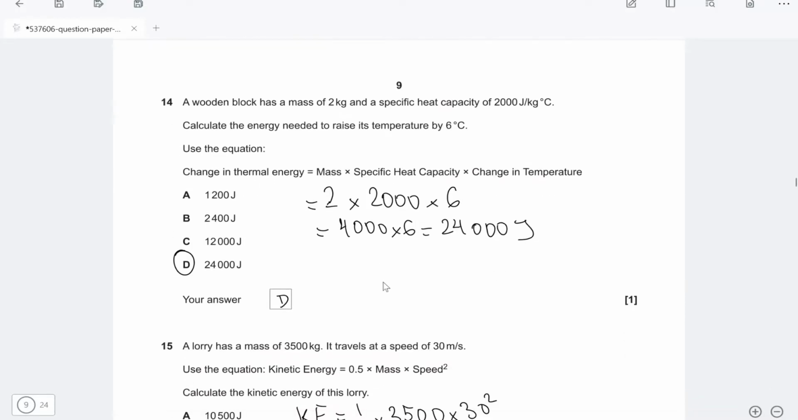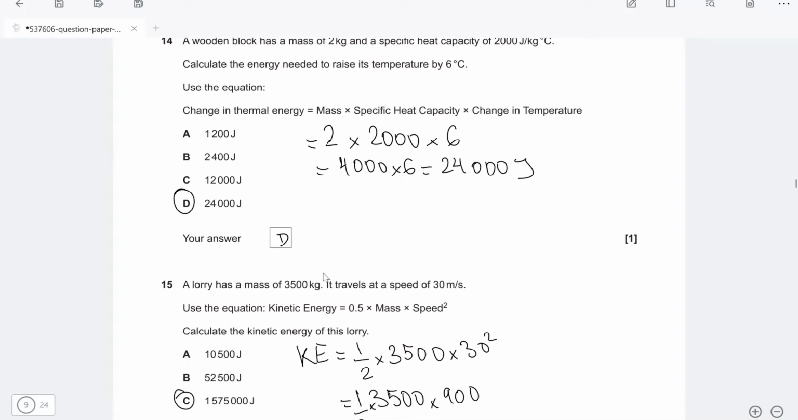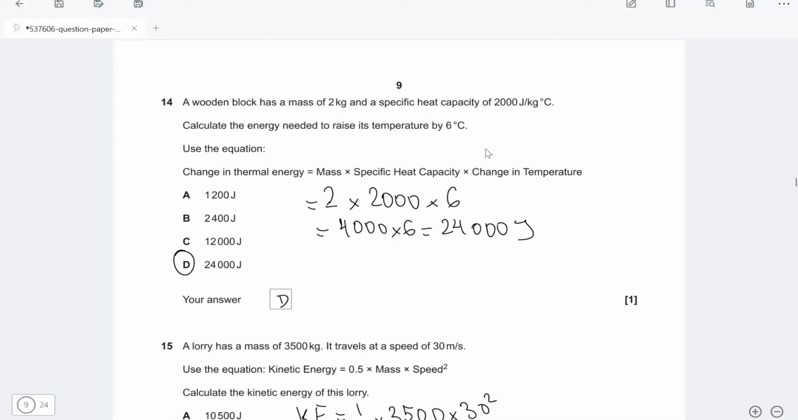Question 14. We have a wooden block with a mass of 2 kilograms and we're given the specific heat capacity. Calculate the energy needed to raise its temperature by 6 degrees. We're given the equation as well, so the change in thermal energy will be equal to mass times specific heat capacity times the change in temperature. Our mass is given to be 2 kilograms and our specific heat capacity is 2000. Multiply this by 6. We're going to get 4000 times 6, and this is going to give us 24,000 joules. So the correct answer is D.